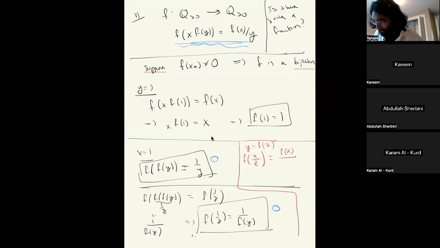Yeah, so let's do the whole thing again. So it's f of x times f of z, but this one is equal to f of x over z. And this is equal to f of x divided by f of z, right? So I think that's what we get. f of x over z equals f of x over f of z.